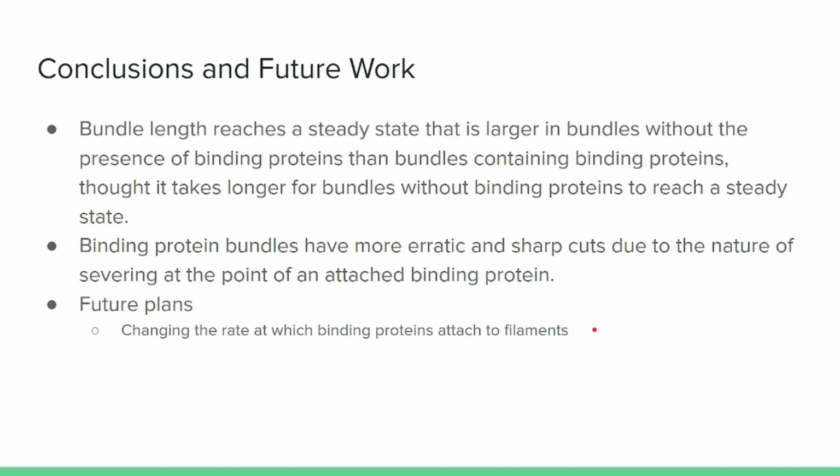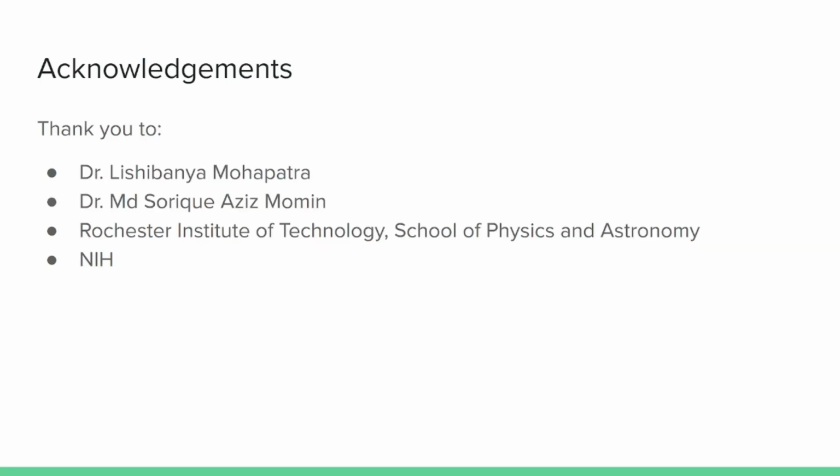As for future plans, the main one is to change the rate at which the binding proteins attach to a filament, seeing if increasing or decreasing that K attach value will change how bundles grow, or will change how they decay, and see if that will increase or decrease the number of sharp cuts.